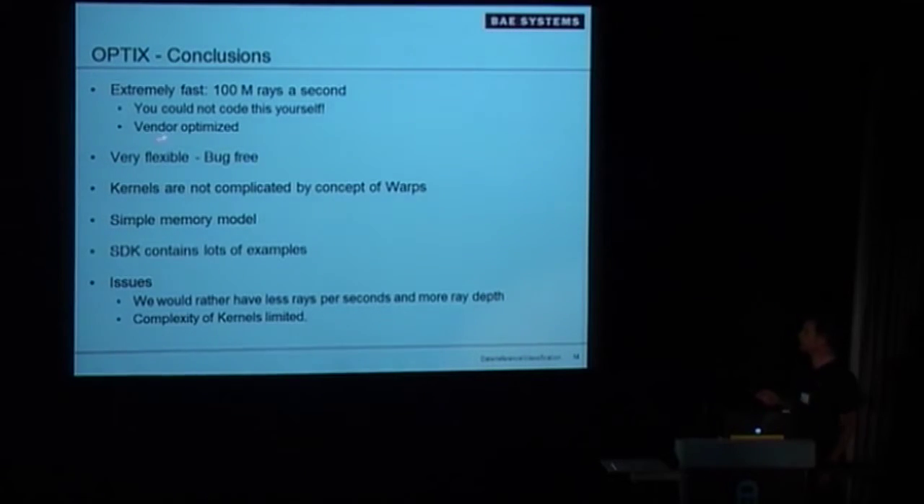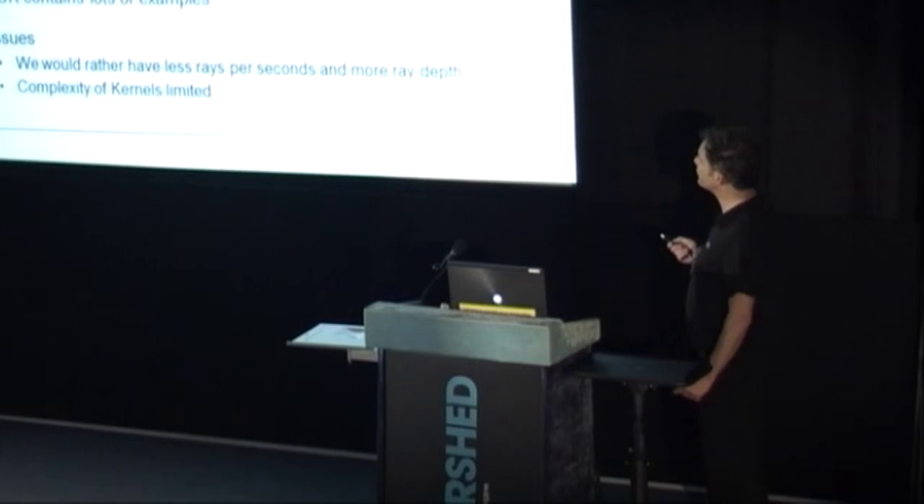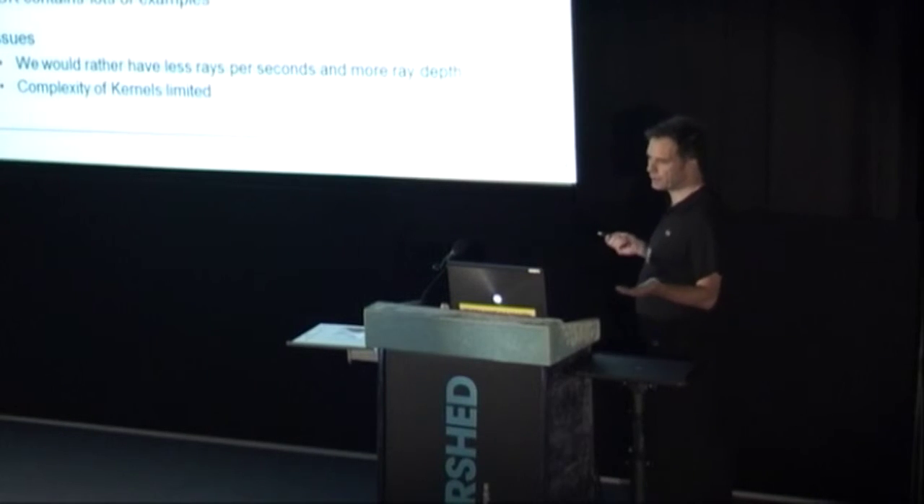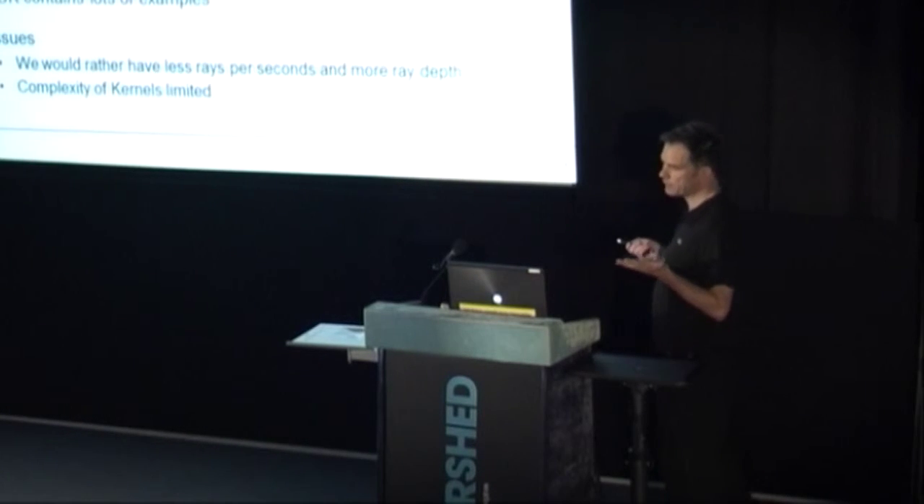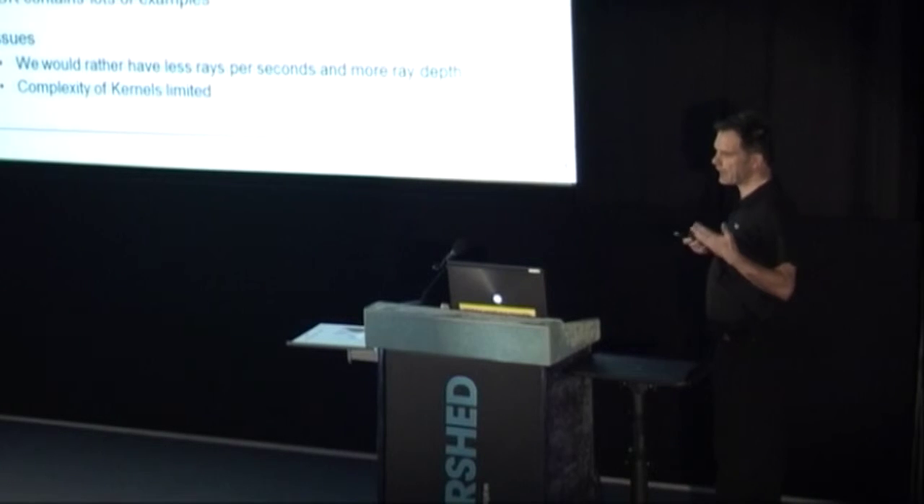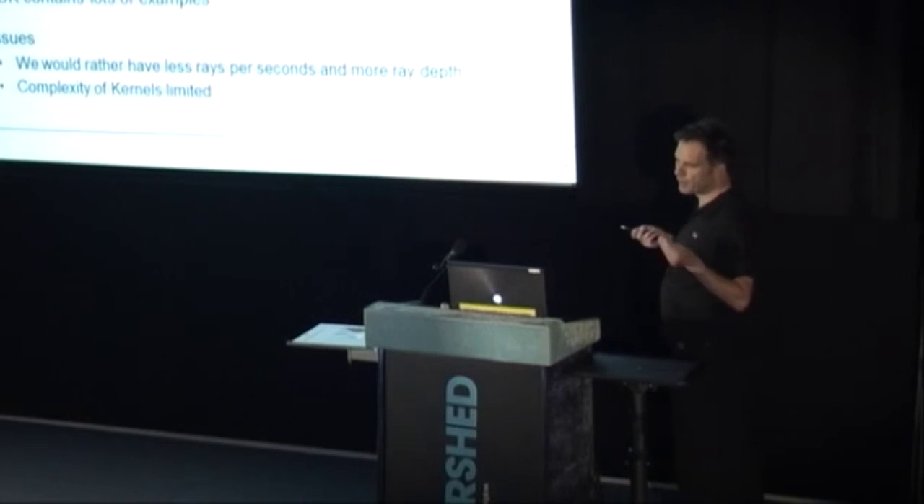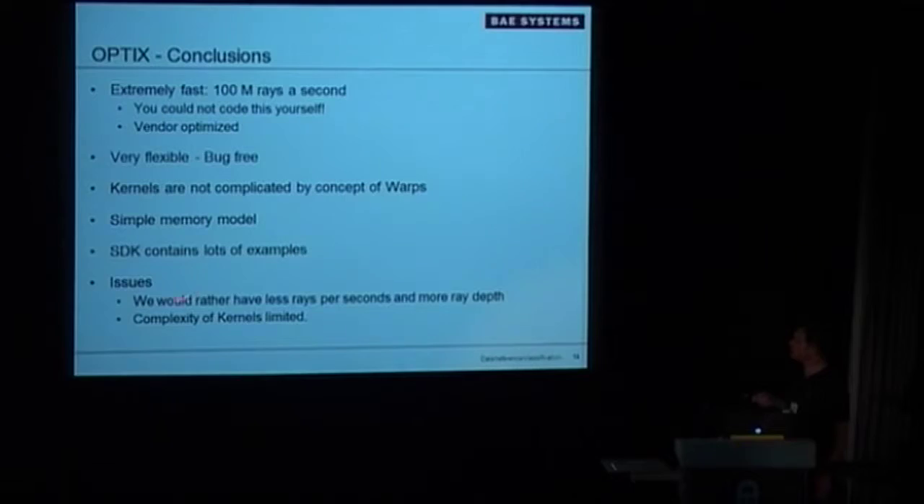All right, so in conclusion, extremely fast, 100 million rays a second. There's no way you could code this yourself. Vendor optimized for their hardware. Very flexible, bug-free. I hardly ever have obscure bugs, really. Kernels are not complicated by the concept of warps. A simple memory model, CPU to GPU mapping. The SDK contains lots of examples.